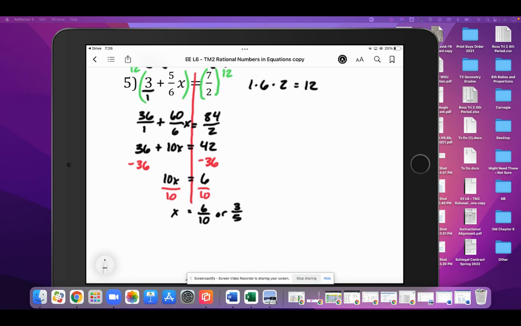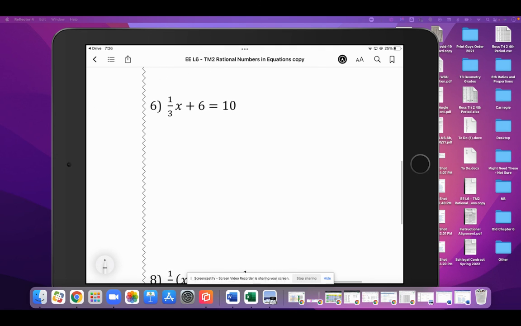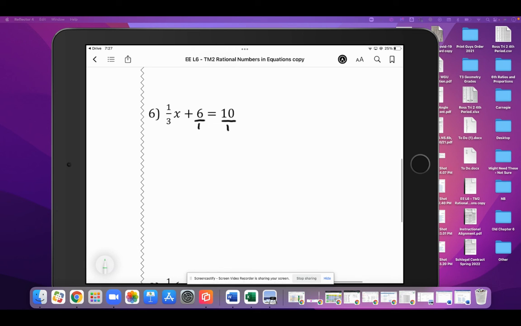Alrighty, and Schlegel has time to model one more. On to number 6 here. We have only a denominator of 3, but we also have these which are over 1. So we are going to take a look at this and see what our common denominator is. It looks like our common denominator is going to be 3. And again, I could use any common denominator. I could use 3, 6, 9, 12, 15, 30, 60. Anything that both 3 and 1 go into would work. I'm going to go ahead and use 3.